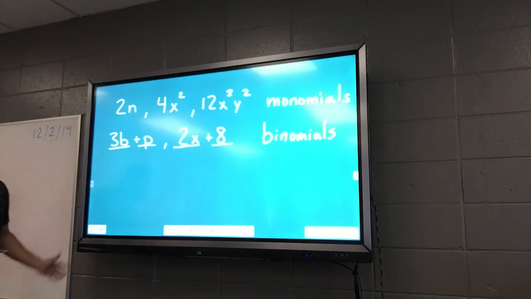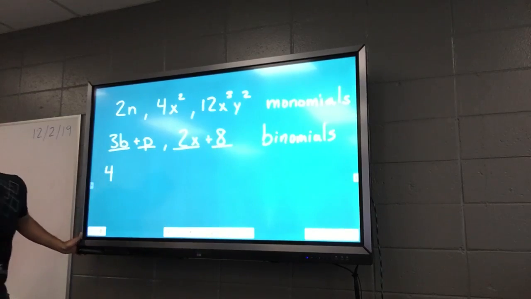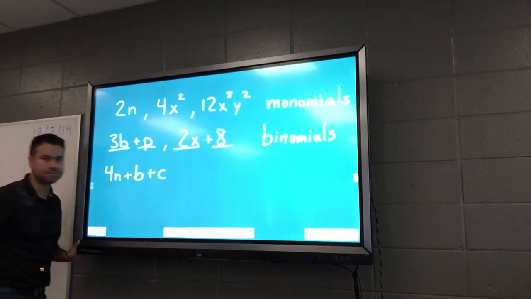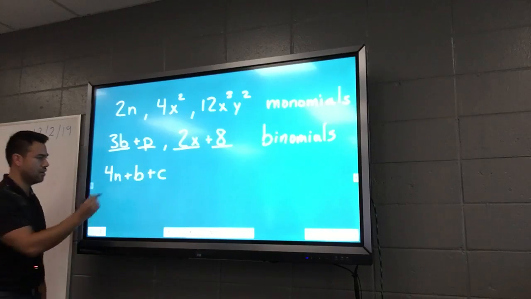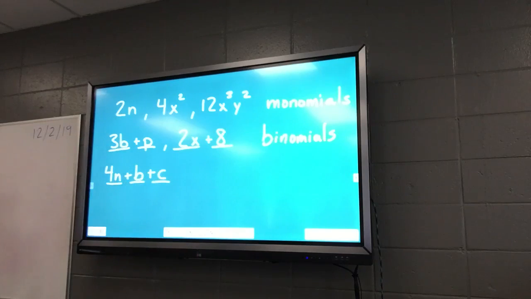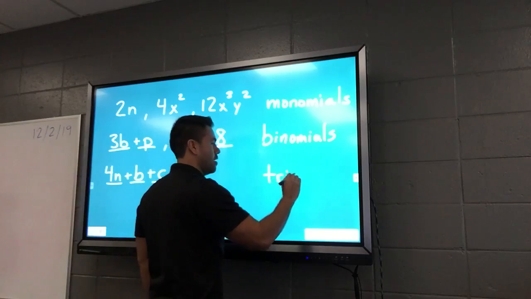Okay, let's go to another one here. If I had 4n plus b plus c, how many monomials are here? 3. 1, 2, 3. I have 3 terms, 3 monomials. That is considered a trinomial. Trinomial.